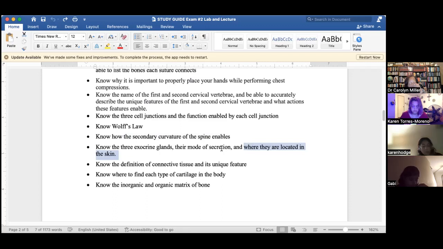Time out. Erase the tape. The eccrine sweat gland, their mode of secretion is merocrine. They put fluid on the surface for evaporative cooling. The apocrine sweat glands are in the anal and axillary region because they put the sweat, the exudate, in the hair follicle. And that mode of secretion is apocrine, the apex ruptures. Our mammary glands also have a mode of apocrine secretion.